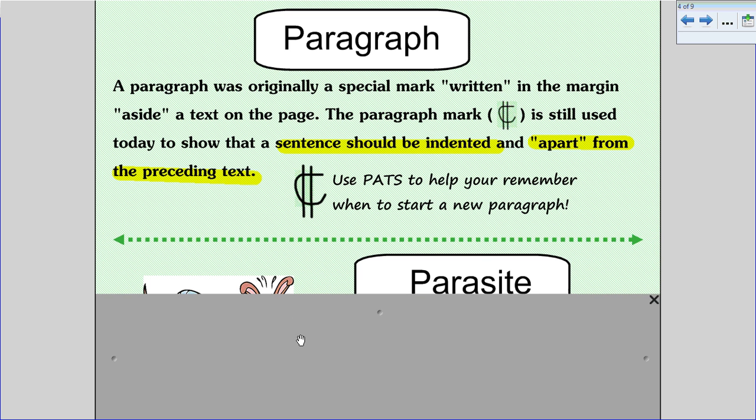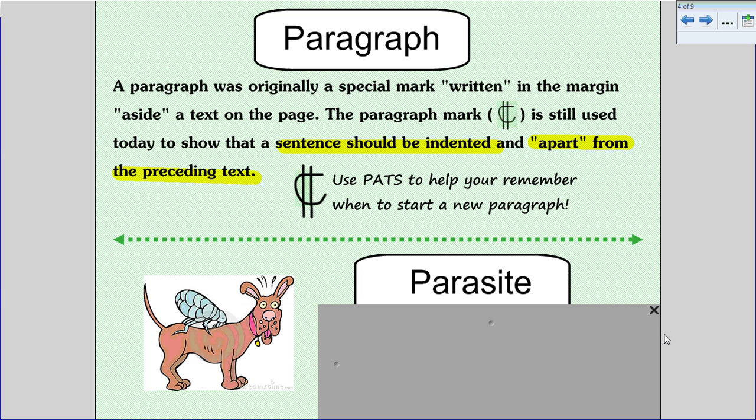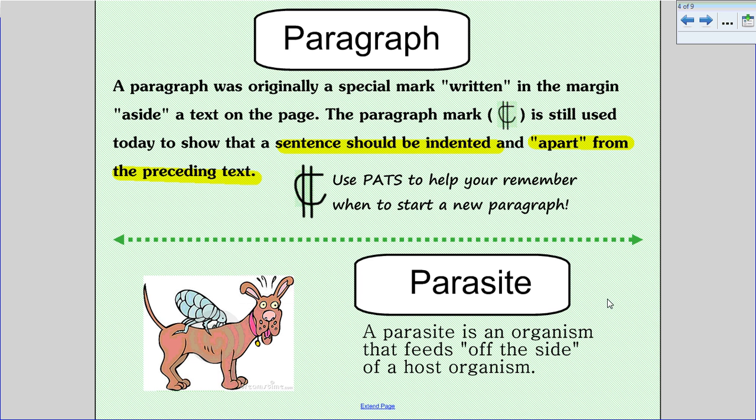Another word that you're probably pretty familiar with is the word parasite. Can you think of anything that has had a parasite? You may think of a dog or a cat. Typically, a dog or a cat may have something like a flea. A parasite is an organism that feeds off the side of the host organism.